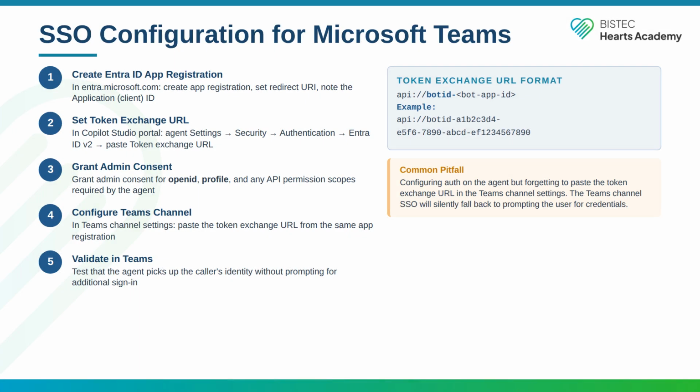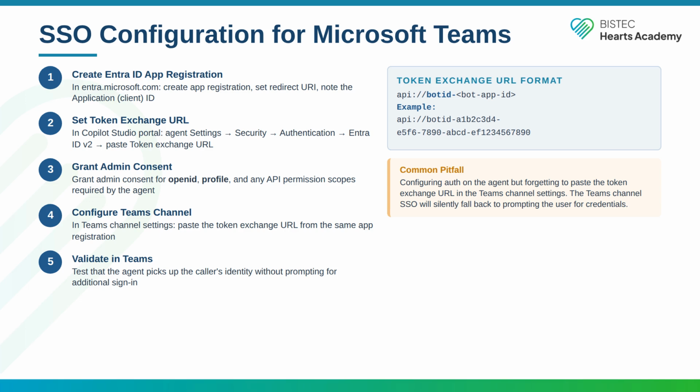SSO for Microsoft Teams eliminates the authentication friction that would otherwise occur every time an employee starts a conversation with a Teams deployed agent. When configured correctly, the agent picks up the caller's Teams identity automatically. No additional sign-in prompt, no extra credentials to enter. The configuration has 5 steps and they must be completed in the correct order.